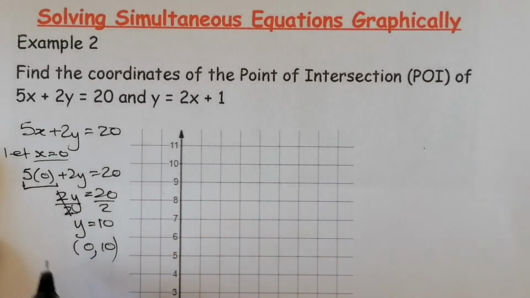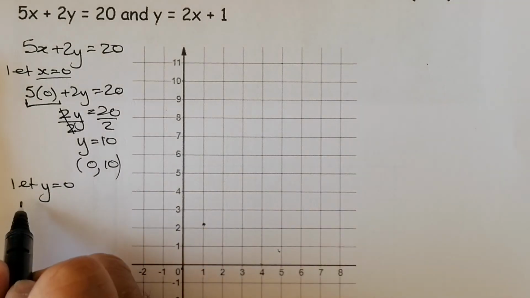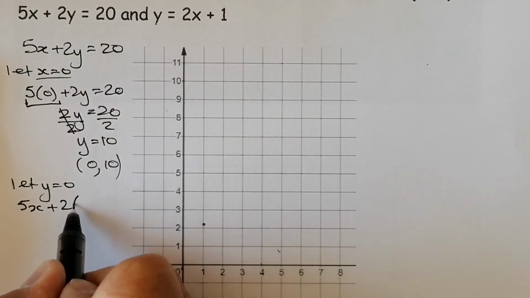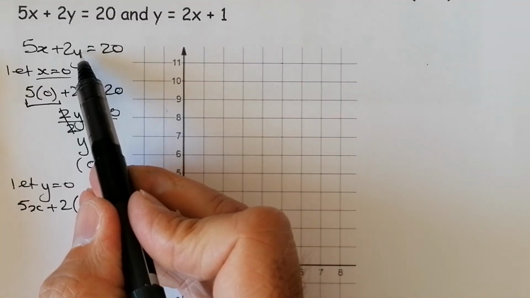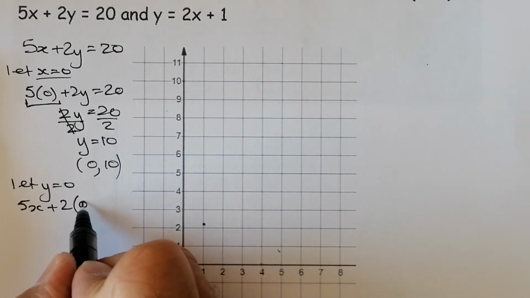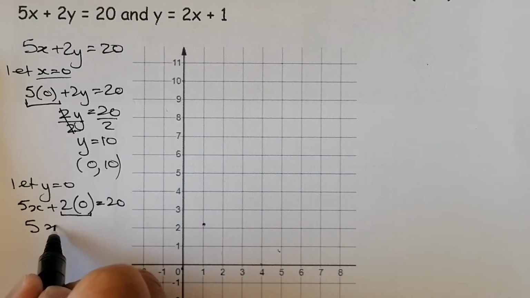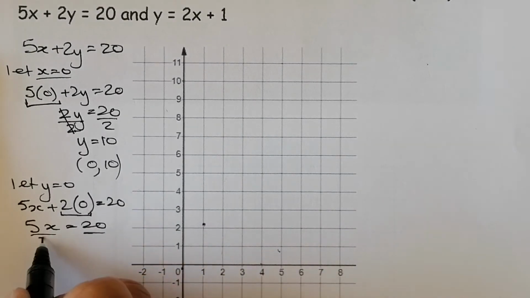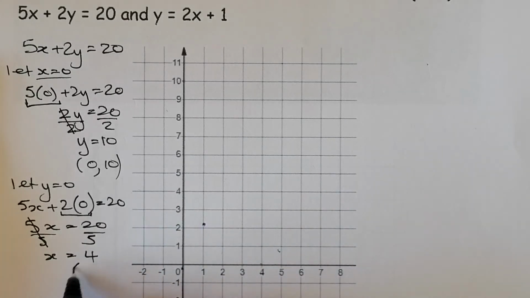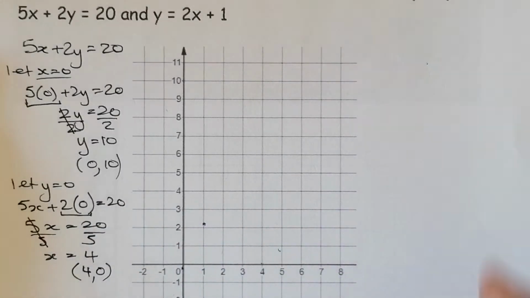The other point that I want to find out is when I let y equal 0. So if I let y equal 0, I've got 5x plus 2 times, and remember all I'm doing is substituting in a 0 for y. So that becomes 0, that disappears, so I've got 5x is equal to 20, and if I divide both sides by 5, I've got x is equal to 4. So that gives me an x coordinate of 4 and a y coordinate of 0. That gives me 2 points to plot on this graph.